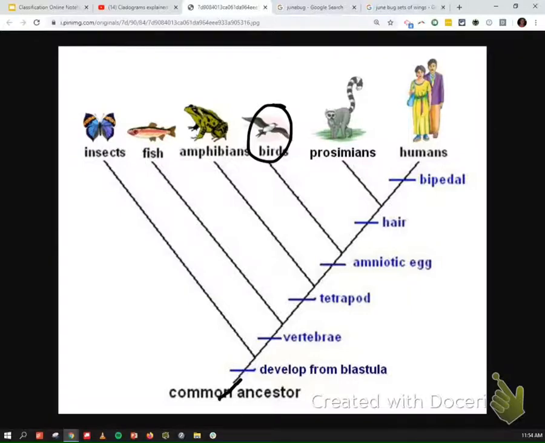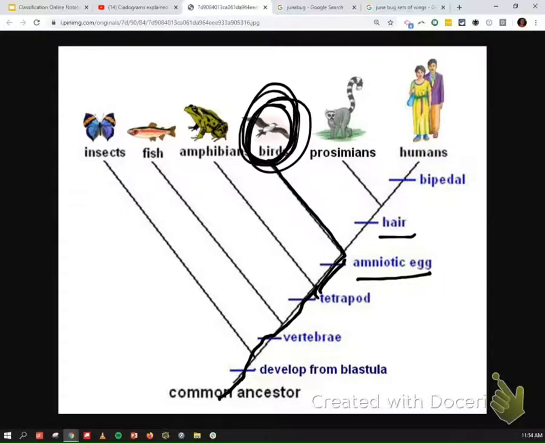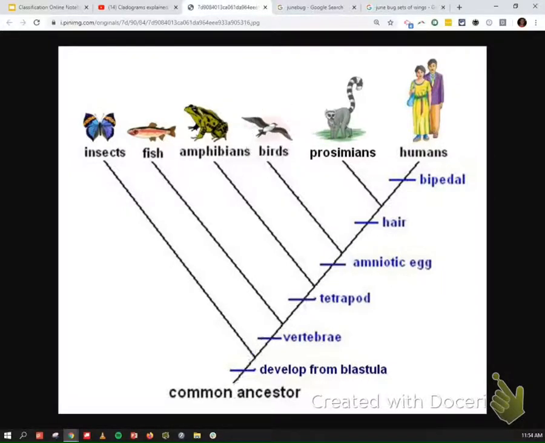So we're coming up here. Does it develop from a blastula? Yes. Does it have vertebrae? Yes. Is it a tetrapod? Yes. All right, and I can see up ahead amniotic egg. Does a bird have an amniotic egg? Yes. And so I can keep going. I get to here, and I can see up ahead there's a sign for only hair beyond this point. Do I have hair as a bird? No. So I'm going this way. Hey, they're all my friends, all my family. That's that.